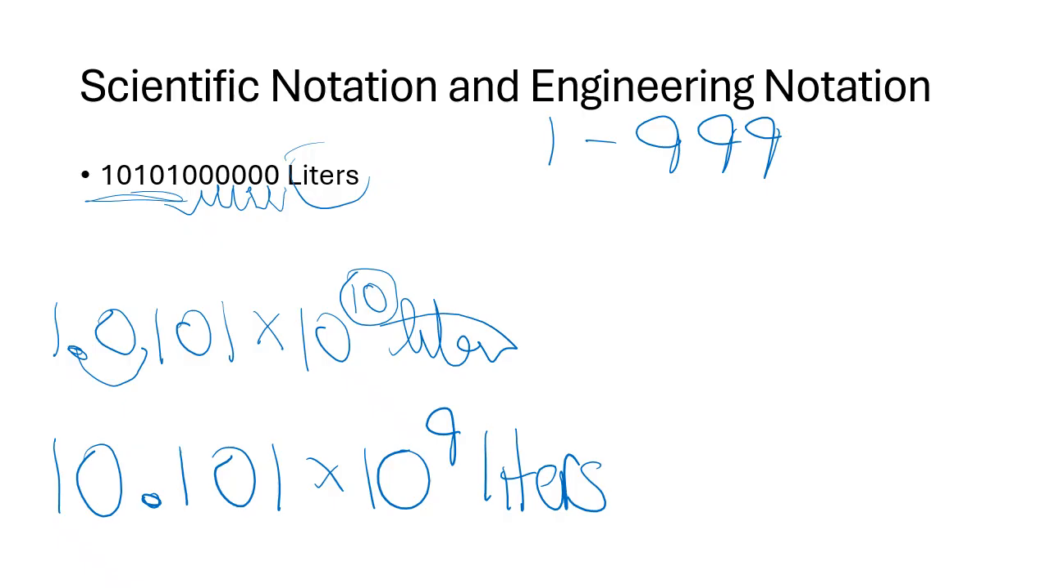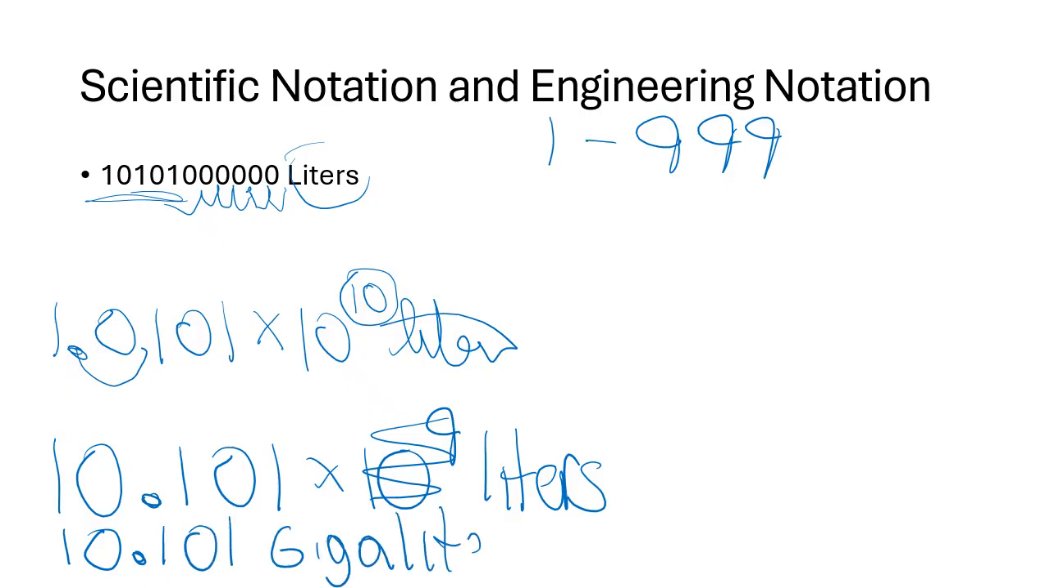Being that giga is 9, we can then replace that 10 to the 9th with giga. So we have 10.101 gigaliters. So going back to this one back here, I knew that I had to make this number smaller, and in a sense, I knew I had to make this number bigger. I couldn't make that number smaller because then it'll be less than 1. Since I moved the decimal once, made it 10 times bigger, I have to essentially make that exponent 10 times smaller, which is 1. And the answer is 10.101 gigaliters.